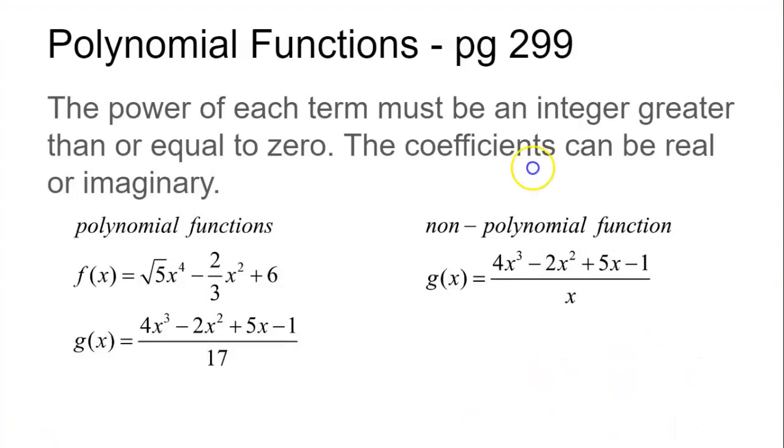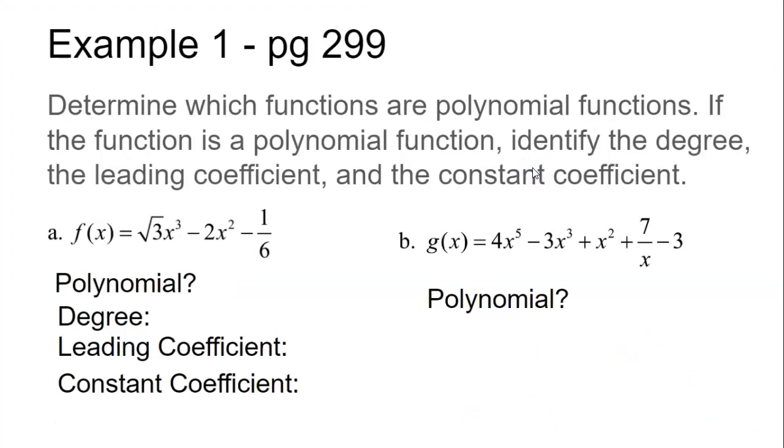So on the next page, on page 299, I want you to look at those two problems, A and B, and see if you can determine if they are a polynomial function, yes or no, and then what's the degree, what's the leading coefficient, and what's the constant term if it is a polynomial function.